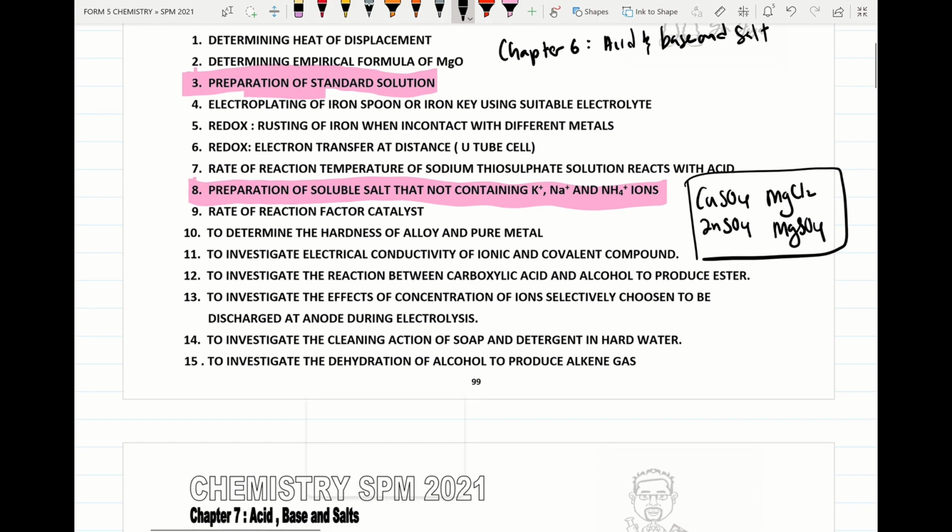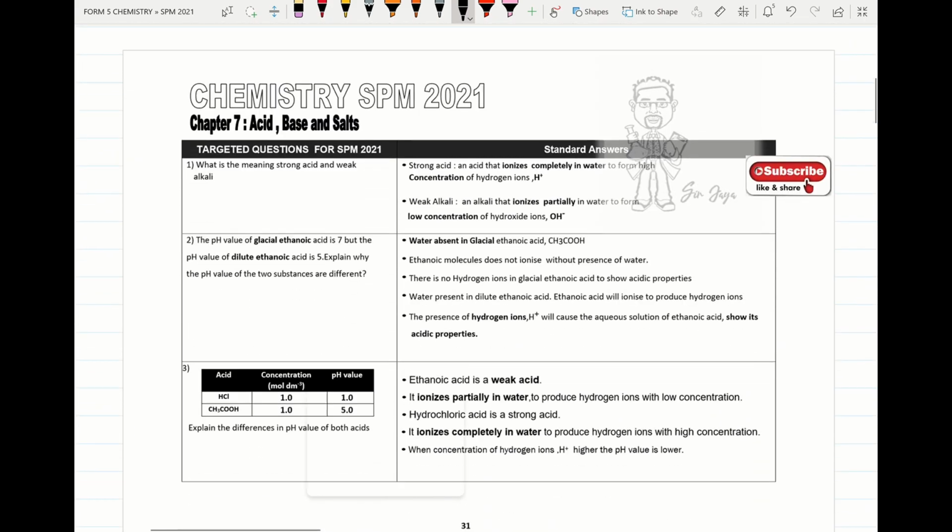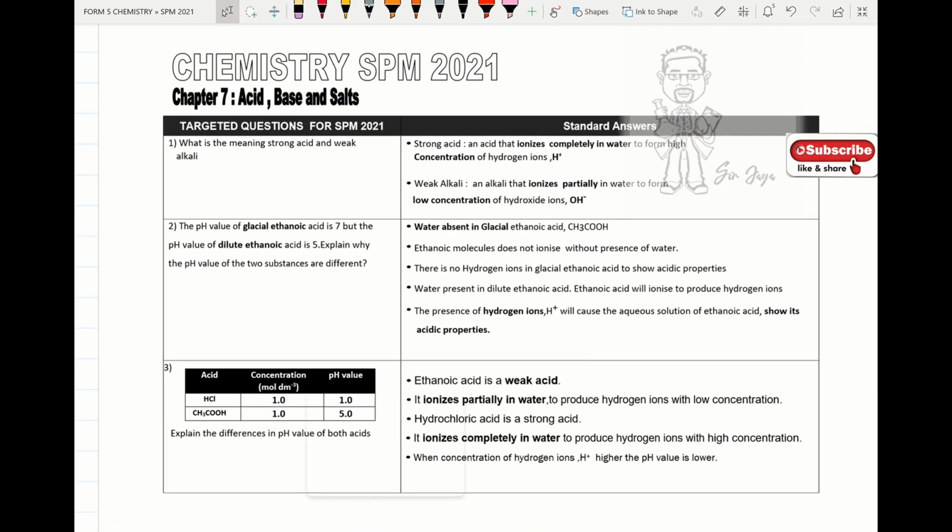Before we move on to the next experiment, we try to check a few important small questions that are going to come out for acid, base and salt. All right, students must remember the definition of strong acid and weak acid. A strong acid is an acid that ionizes completely in water, producing a high concentration of hydrogen ion.